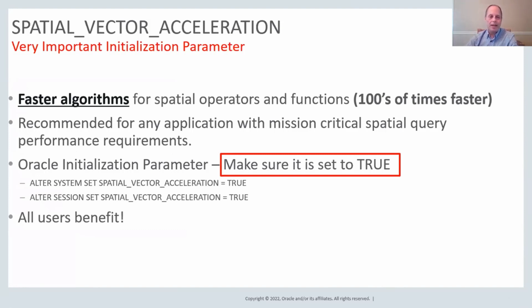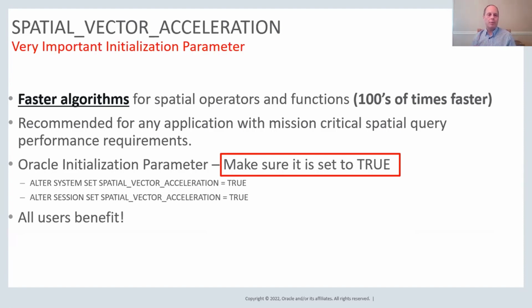And the first thing I'll say is, can you show me the value for spatial vector acceleration? And they go and they show it to me. And sometimes it's false, even though they're like, I know you said it so many times. I don't know how it got false. Sometimes it's as simple as when someone set it to true, they didn't do scope equals both, so it didn't go into the SP file. So rebooting the database came back with the old default, which is false. This is so, so important.